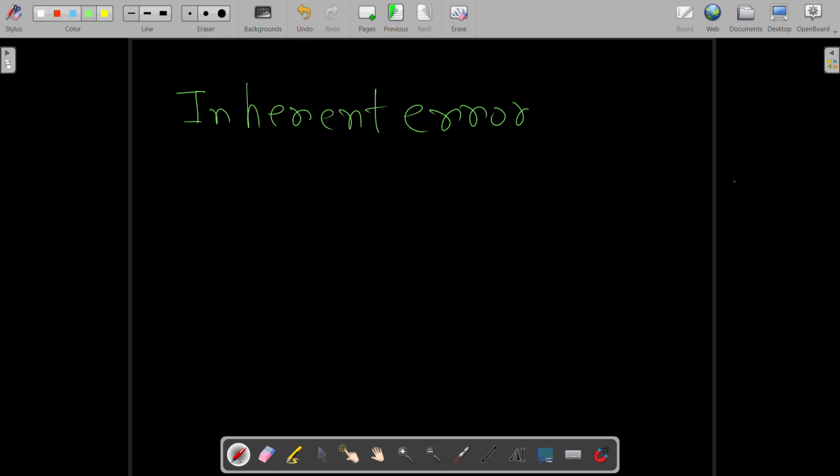Today we'll learn about errors in numerical methods or numerical analysis. There are three kinds of errors in computations. The first one is inherent error. These are daily life errors, like errors in the machine.